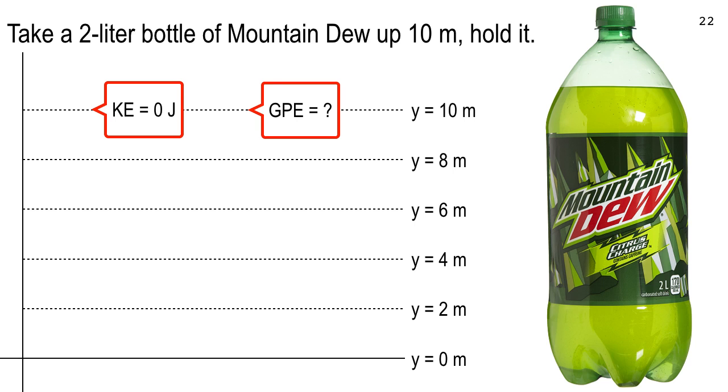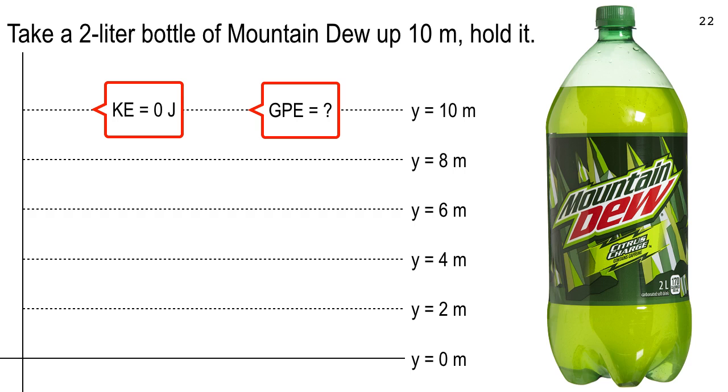Because whatever potential energy it has when you're up there 10 meters up in the sky, it's all going to go to kinetic by the time you get down to the bottom. By the time you're down here and your buddy catches it, hopefully, it'll have a lot of kinetic energy and no potential energy. So let's figure this out.